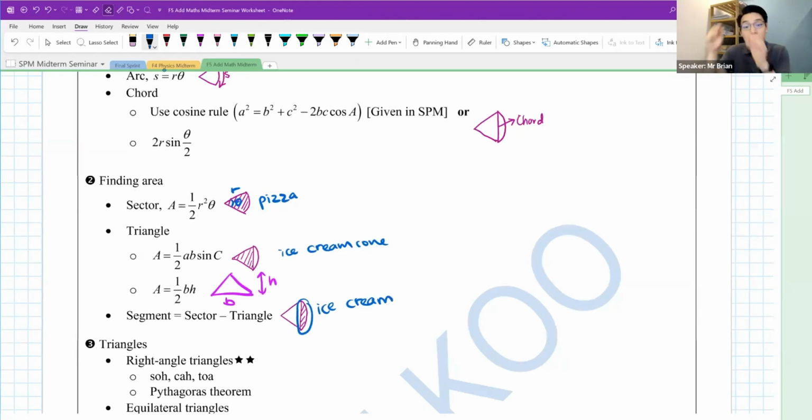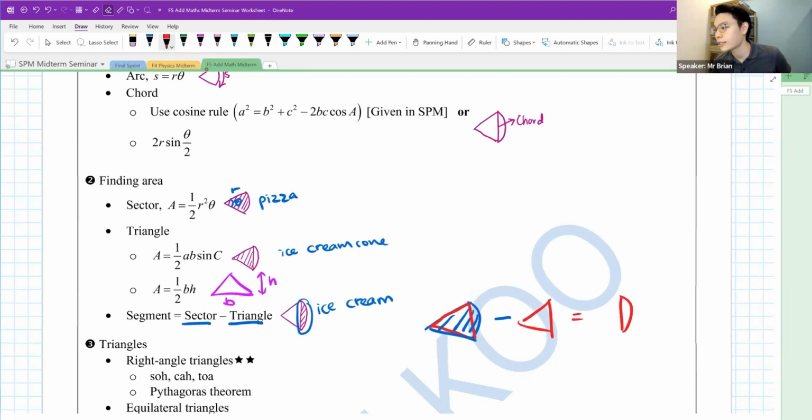If you want to find the ice cream part only, there's no special formula. Maybe you feel like your teachers taught you a special formula, but really, it is just a combo of a sector minus a triangle. You take a pizza slice, and you minus off the part that you don't want here.